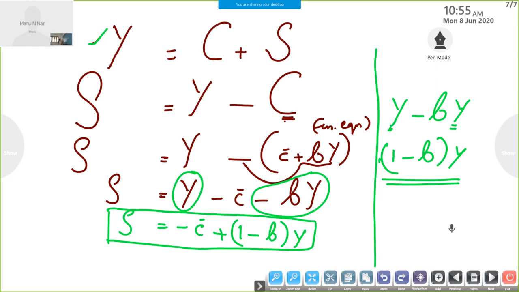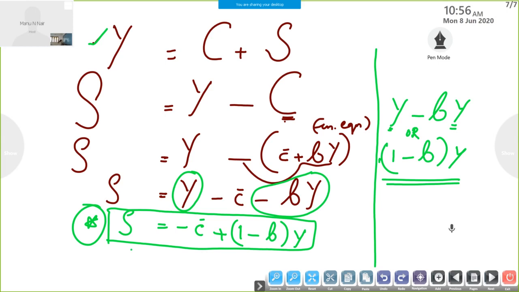Substituting the consumption equation, we get y minus c dash plus by. Then I am taking out y and minus by. This we can write like this, 1 minus b y. So finally we get the saving equation: s is equal to minus c dash plus 1 minus b y. This is our saving function or saving equation.